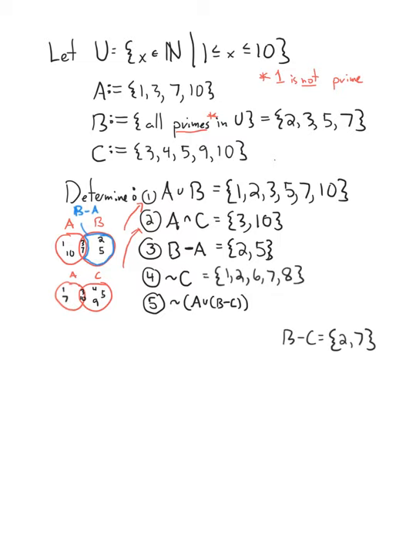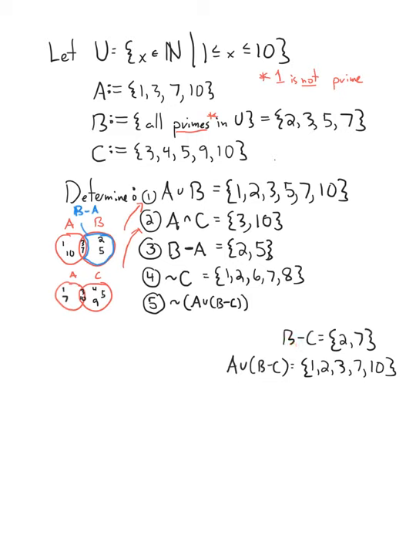Since that's everything that's in B that isn't in C, 3 and 5 are in C, so we don't want to include them. And then we have A union that. So that's going to be everything in either A or this B minus C. So A union B minus C. Well, that's going to be, we have a 1, we have a 2, we have a 3, we have a 7, and we have a 10. So that's everything that's either in A or B minus C.